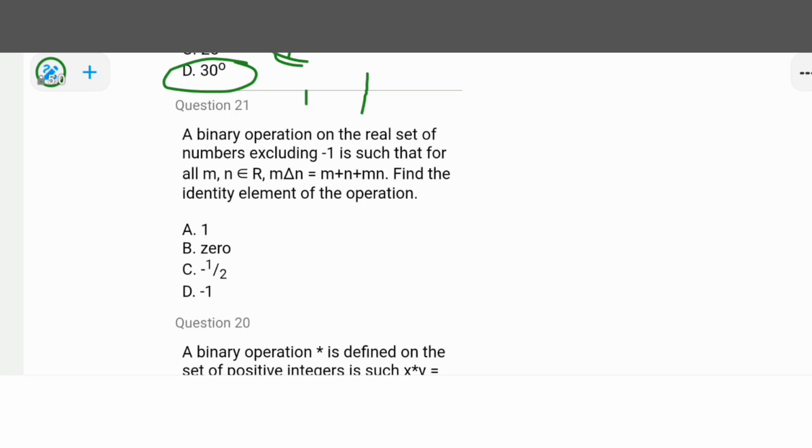For number 21, you are told that a binary operation on the real set of numbers excluding 1 is such that m, n are members of real numbers. Then they gave you this operator sign here, then this equation. Find the identity element of the operation. First of all, you need to write the relationship first. So you have m operator n. That's the meaning of that sign. You have m plus n plus mn.